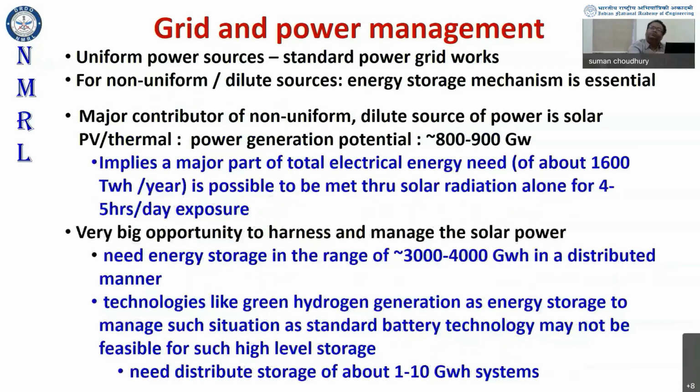So now, non-uniform sources and energy storage mechanisms. What we mean is that, for example, India needs, as already mentioned by Dr. Grover, about 1,600 terawatt hours per year. And we can definitely generate about 800 to 900 gigawatt of solar power. So that is sufficient to meet at least a very major chunk of the future production also. But we need to manage about 3,000 to 4,000 gigawatt hour in a distributed manner.